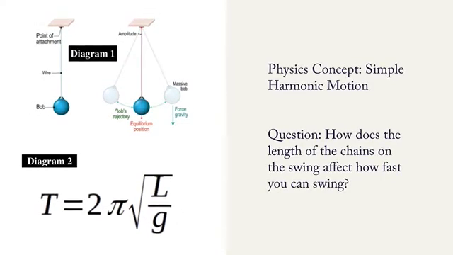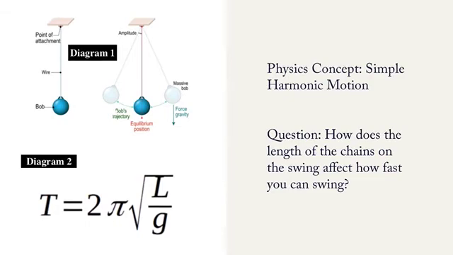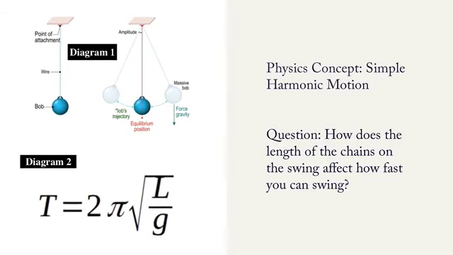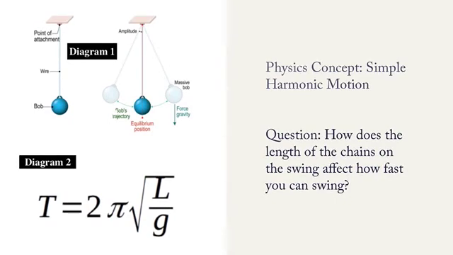Therefore, the only thing that affects the period and frequency of the swing is the length of the chains when the applied force is held constant. The longer the length of the chains on the swing, the lower the frequency, which means that the swing will move back and forth less times in a given time period than a swing with shorter chains.